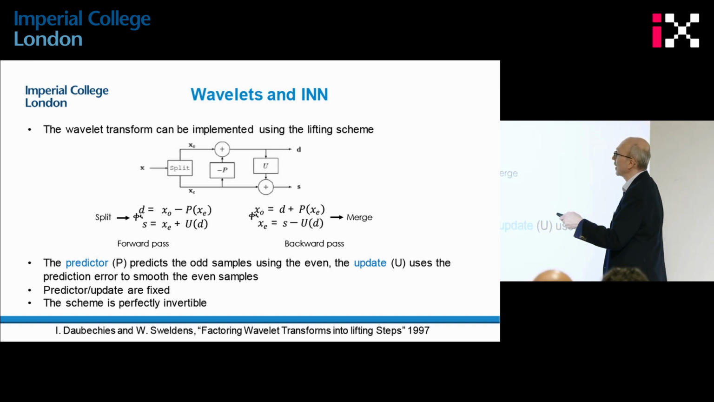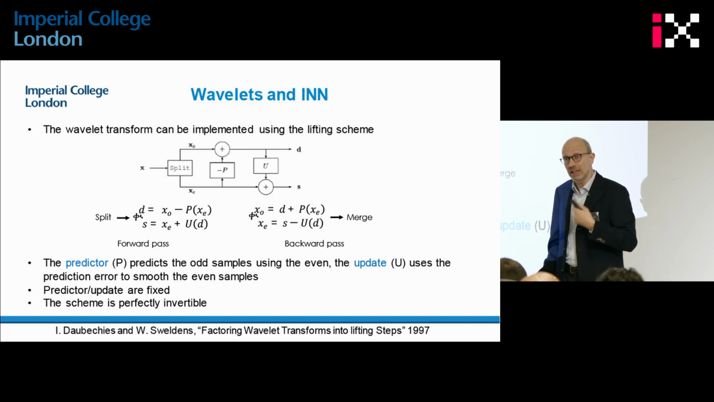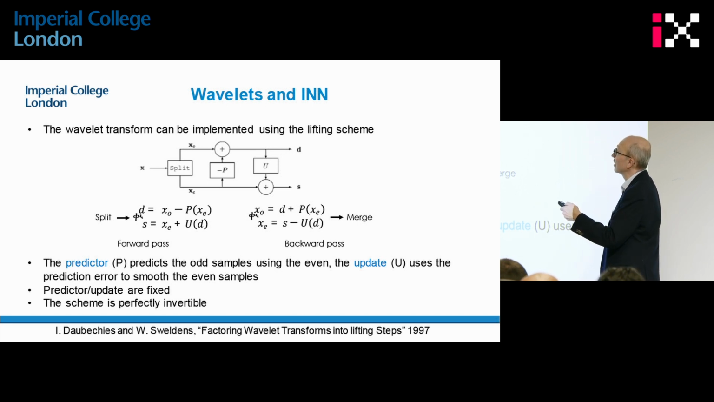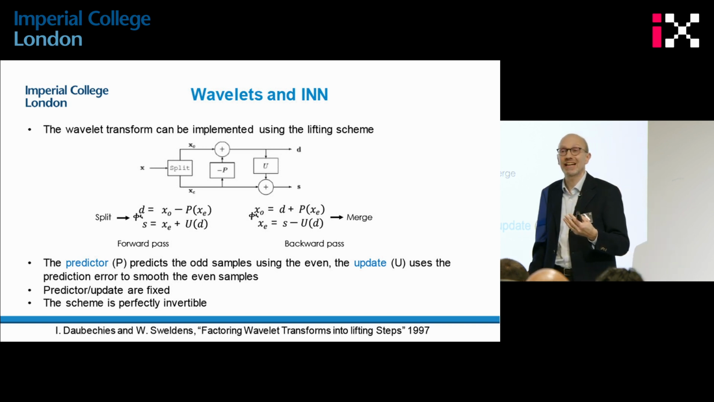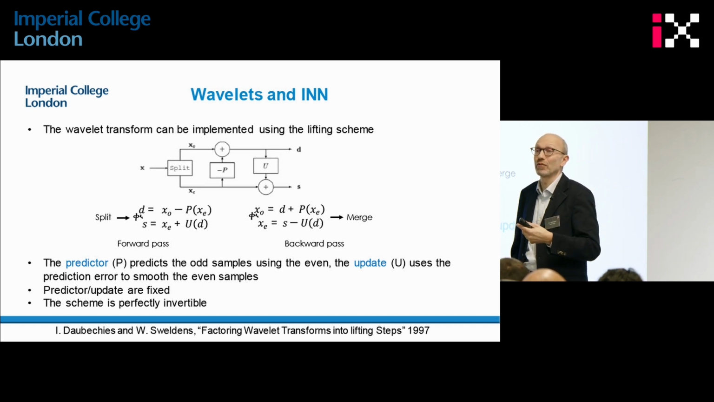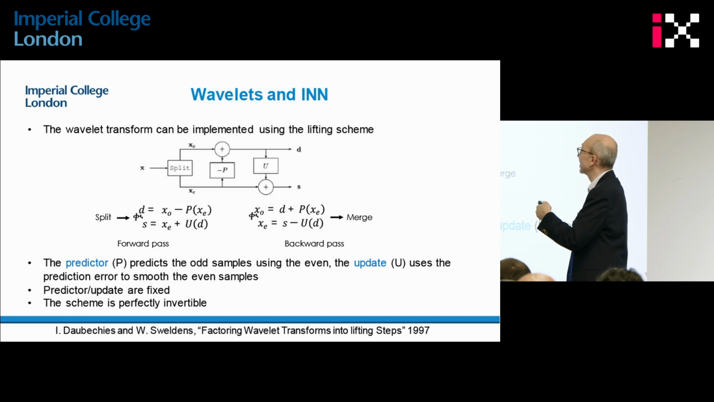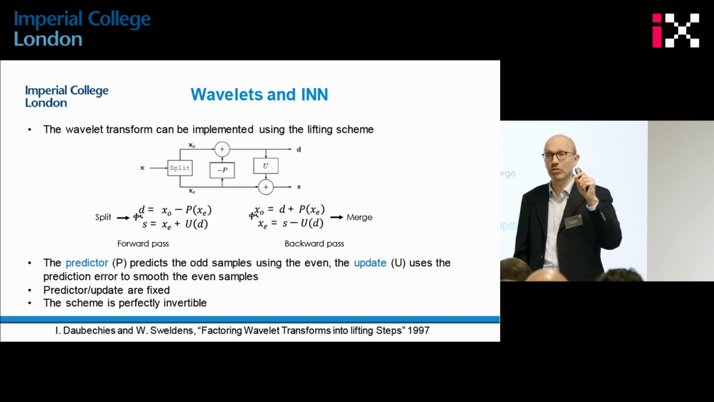P is called P because it's like a predictor. You get the even component, and then you try to predict the odd component using this operator P. If you do a good prediction, the error will be sparse, so the error will be mostly zero coefficients. So what you have here is the equivalent of the detail coefficients that I mentioned before.